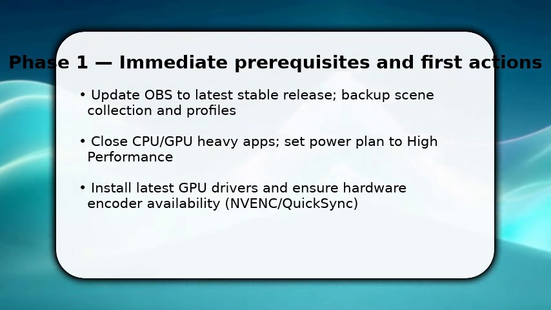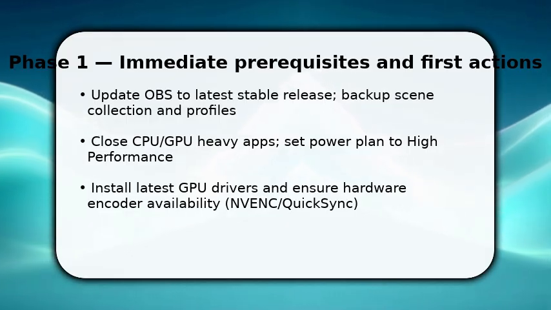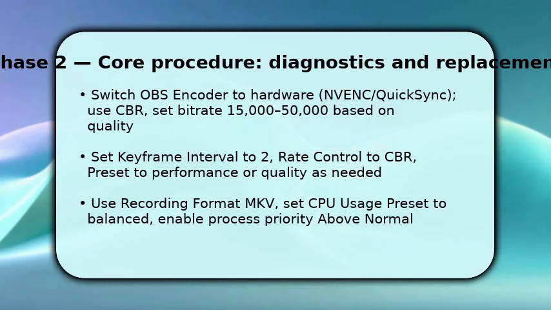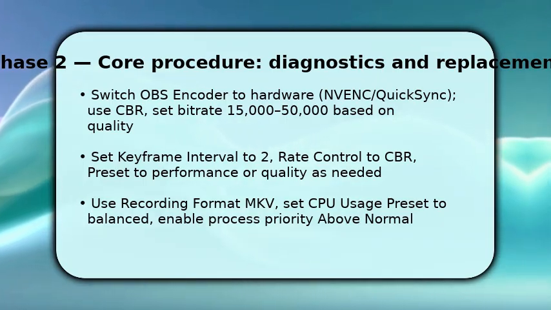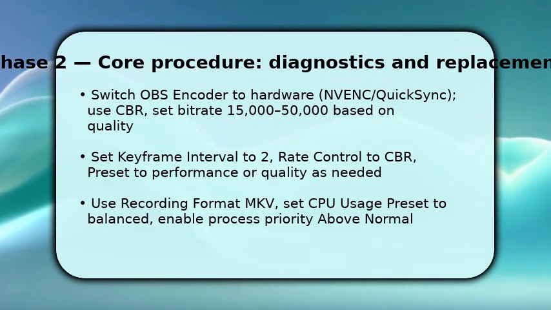You now reconfigure OBS encoding. Change the encoder to NVENC or QuickSync. The hardware path reduces CPU contention and prevents frame drops. Next, choose CBR rate control and set bitrate between 15,000 and 50,000 depending on your target quality and storage.